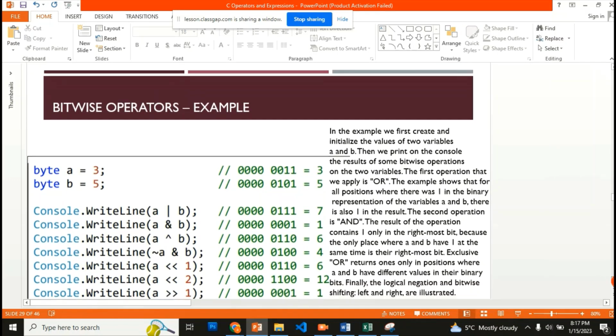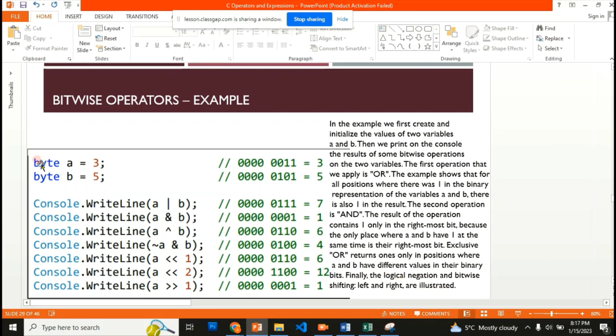Now there is a code. We have initialized our two variables A and B, and their values are this, and then we have applied all of these operators. So let's see what the impact of that is. Now 3 is written like this and 5 is written like this. In the example, we first create and initialize the values of two variables A and B. Then we print on the console the results of some bitwise operations on the two variables.